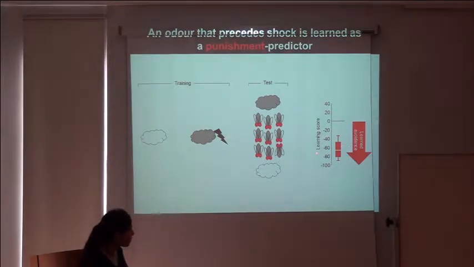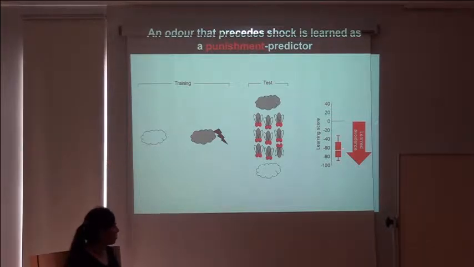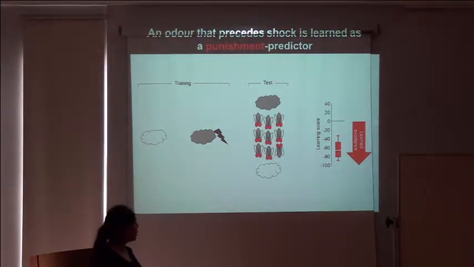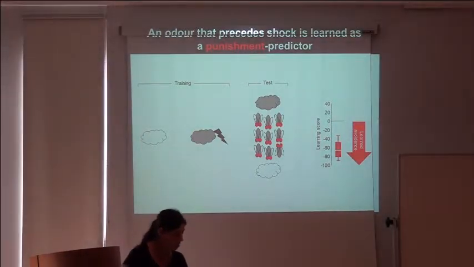So from now on, you will see these box plots, where I show the median and the quartiles, basically. And the way we calculate the learning index, it ends up negative when the flies have avoided the learned odor. So negative values indicate avoidance of the learned odor.